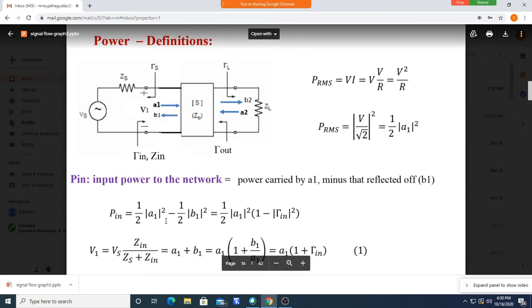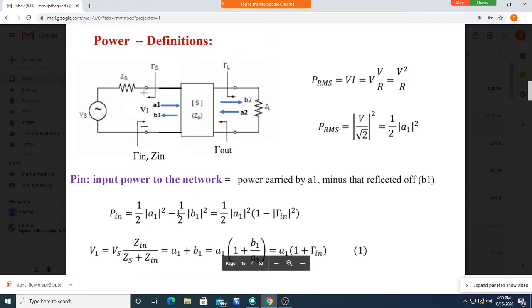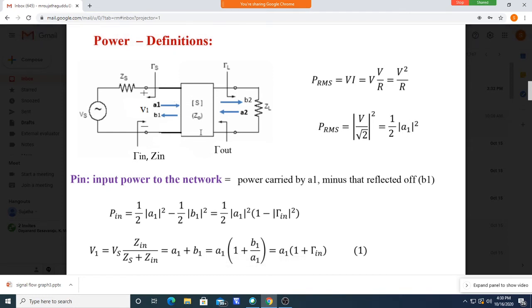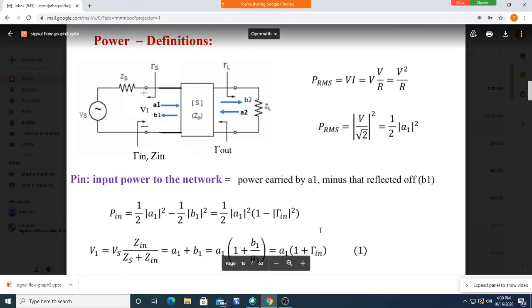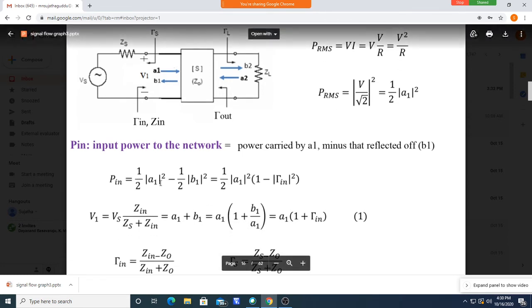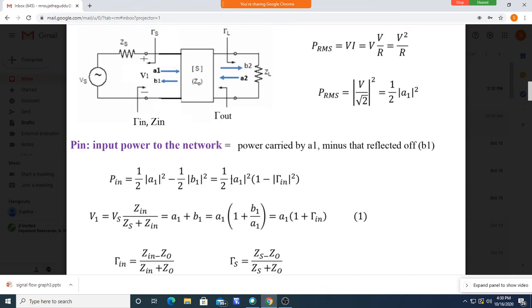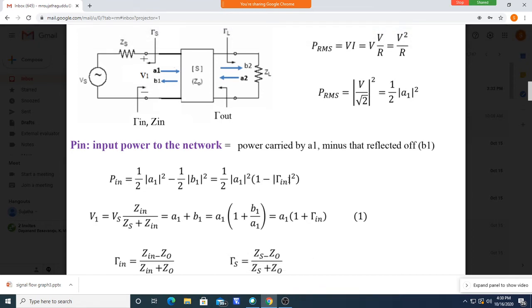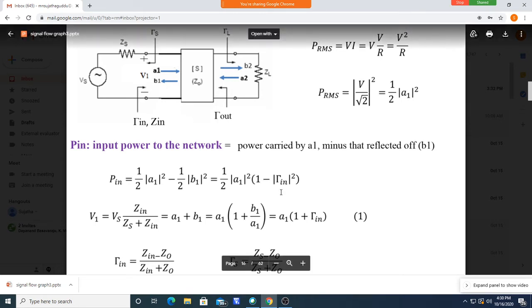So you take the incident power minus this one, you will be getting the input power to this network. Okay, so that I have done. So here if you take this common 1 by A1 square outside, what do you get? The first term is 1 here, minus B1 magnitude square divided by A1 magnitude square.